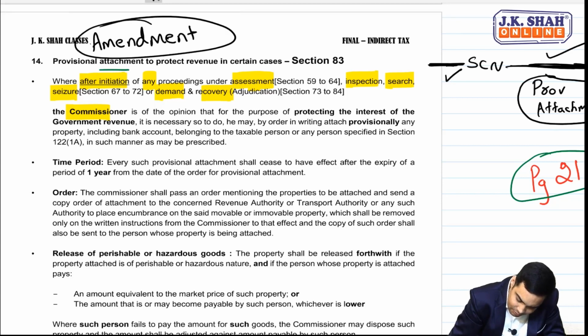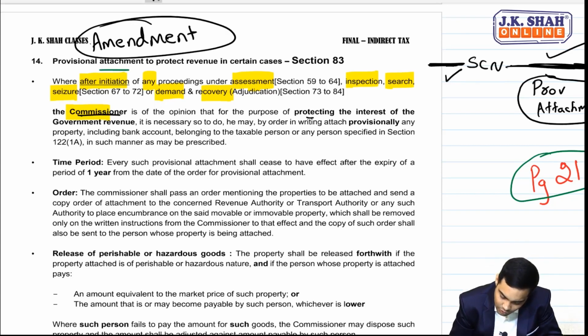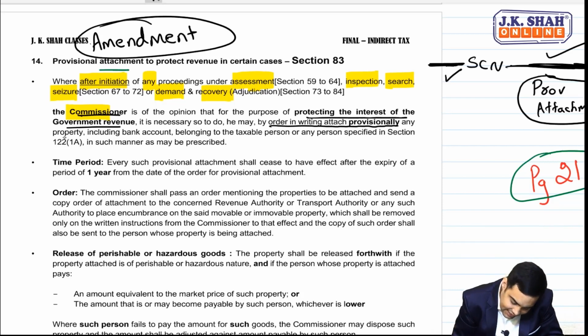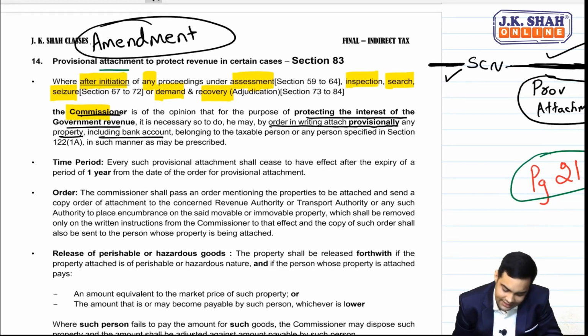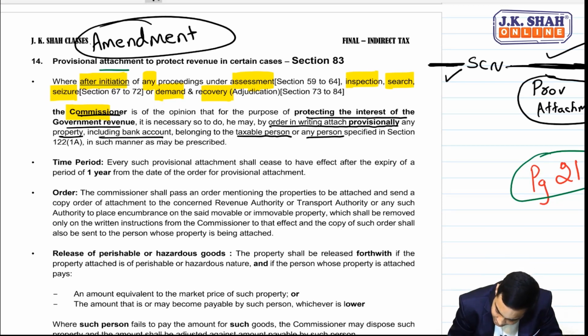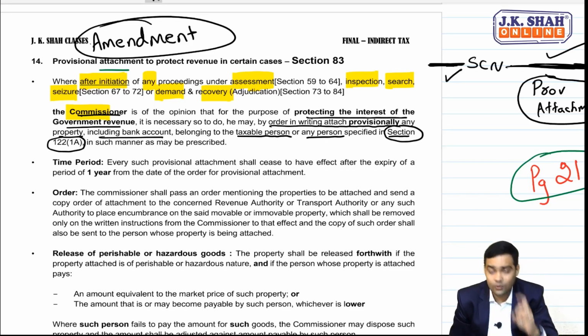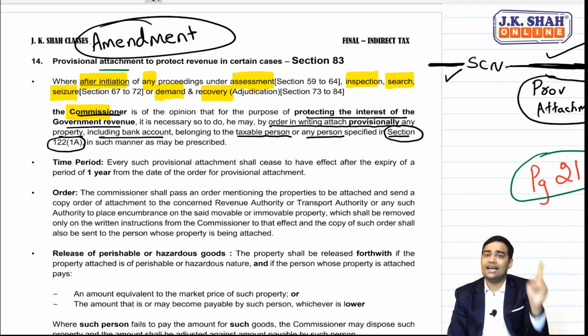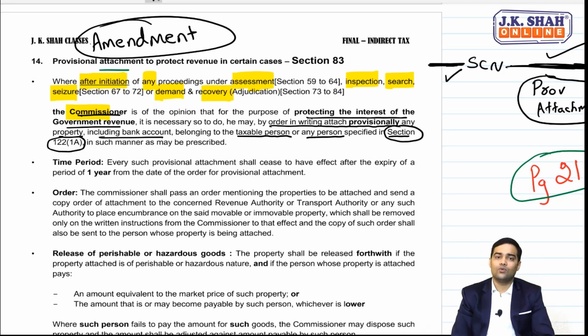Who will give the approval for a provisional attachment? Commissioner. For protecting the interest of the government, may by order in writing attach provisionally any property including bank account belonging to taxable person or any person specified in 122(1)(a). Again, this 122(1)(a) was added last attempt. What is this 122(1)(a), sir?